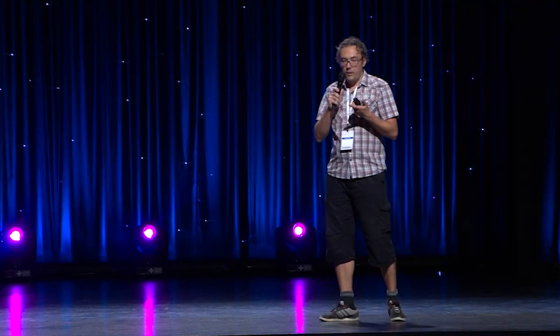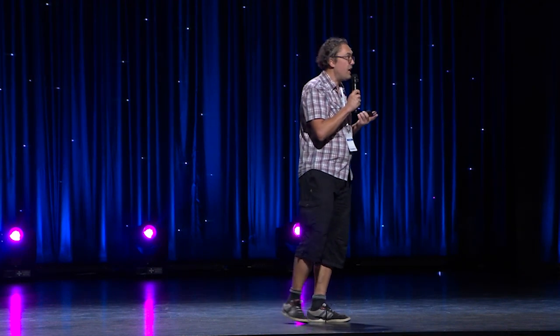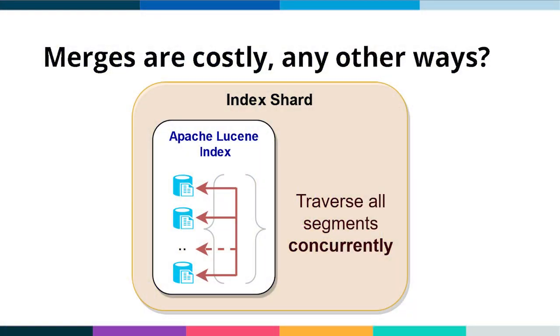Merge on refresh and merge on flush do have their limits. At some point, you will still face the problem that larger segments have to be merged. And this basically returns us to square one. But what if we tackle the problem from the other end and we don't care about segments, but instead of traversing them sequentially, we go concurrently over all of them.